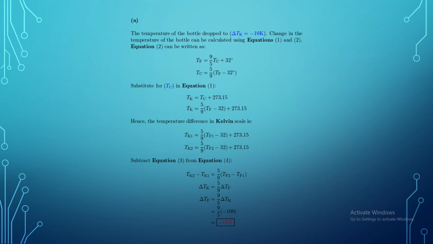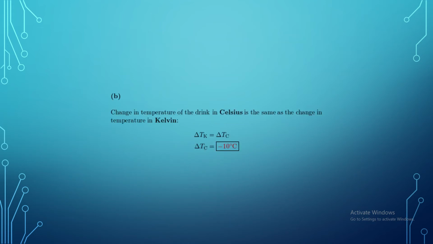Subtract equation 3 from equation 4. So, temperature Kelvin 2 minus temperature Kelvin 1 is equal to 5/9 times (temperature Fahrenheit 2 minus temperature Fahrenheit 1). So ΔF is equal to 9/5 times negative 10, which is negative 18 Fahrenheit. The change in temperature of the drink in Celsius is the same as the change in temperature in Kelvin. So ΔC is equal to negative 10 Celsius.